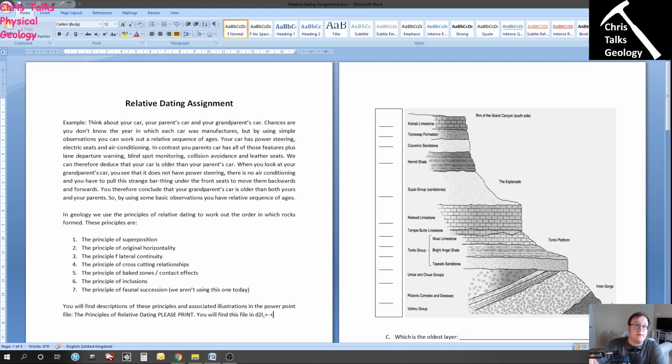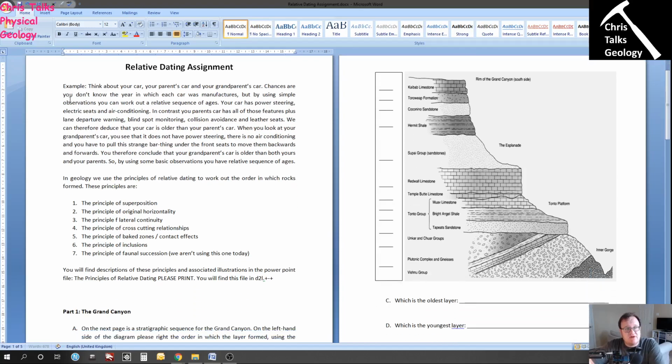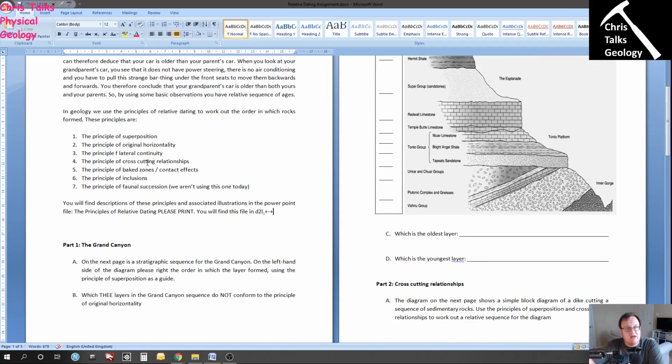Alright, let's get going. So what have we got? Well, on page 1, as you can see here, we have a general description about relative dating. Please read it. And we have the 7 principles of relative dating listed here. So once again, we have superposition, original horizontality, lateral continuity, cross-cutting relationships, baked zones, inclusions, and faunal succession.